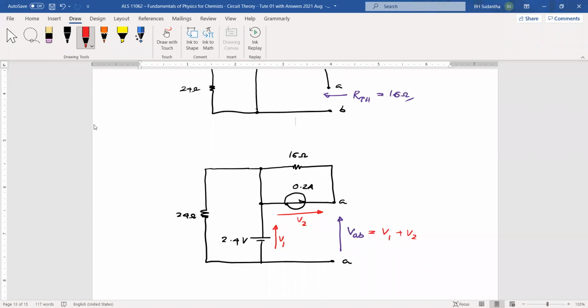Okay. The current going through this one is 0.2 ampere. It's going this way. This is 0.2 amperes. Then we can find the voltage across this 16 ohm resistor. That is V2. You can consider this one as V2.